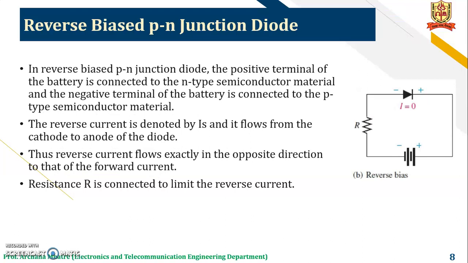Now next, the reverse biased PN junction diode. In a reverse biased PN junction diode, the positive terminal of the battery is connected to the N-type semiconductor material and the negative terminal of the battery is connected to the P-type semiconductor material. The reverse current is denoted by IS and it flows from the cathode to the anode of the diode. Thus, reverse current flows in exactly the opposite direction to that of the forward current. The resistance R is connected to limit the reverse current.